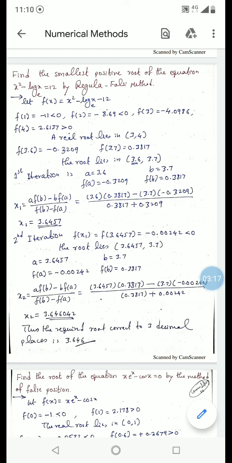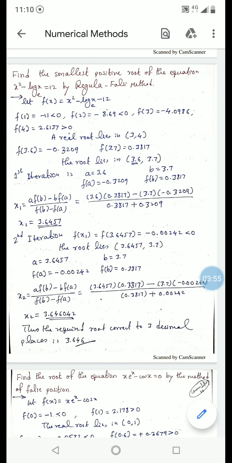So put a, f of a, b, f of b in the Regula-Falsi method formula. So x2 is the second iteration notation. x2 is equal to a into f of b minus b into f of a divided by f of b minus f of a. So put all the values, we get x2 is equal to 3.64042. The first iteration is x1 is equal to 3.6457. Then the second iteration x2 is equal to 3.6460. So x1 and x2 are very near, therefore the root of the equation is 3.646. So it is the answer.